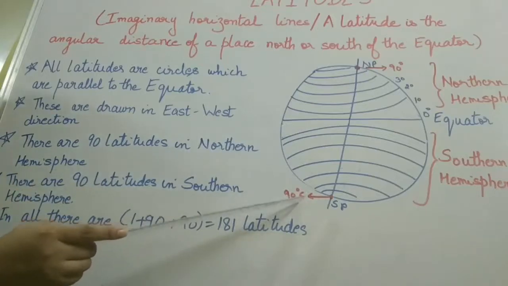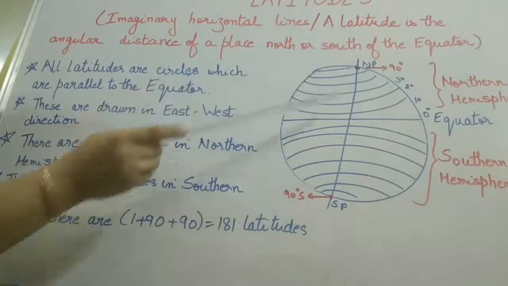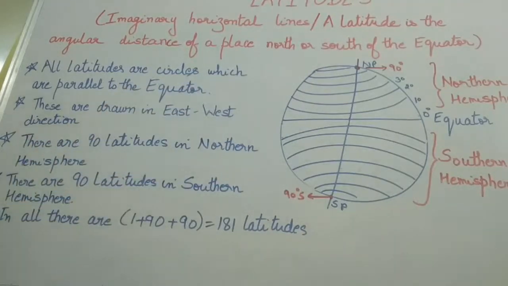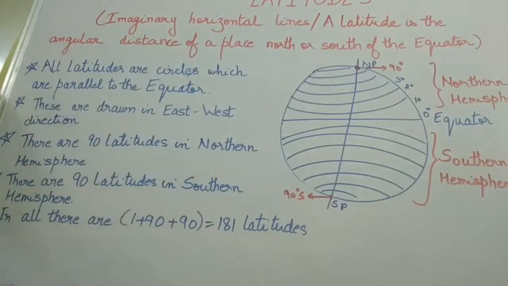90 degree is your South Pole, and this imaginary line which you can see, this is the axis of the earth. I have also told you an axis is an imaginary straight line passing through the center of the earth and joining the two poles. So which two poles are we talking about?